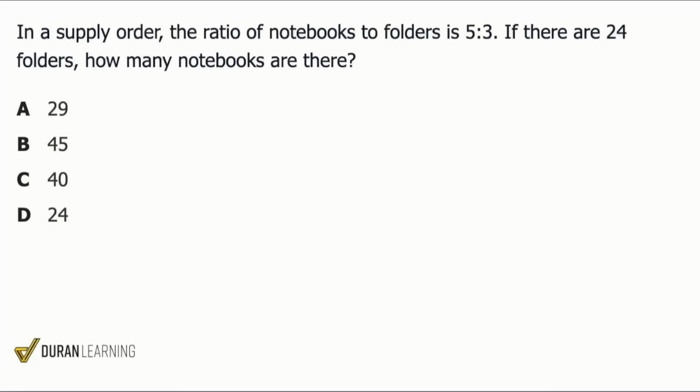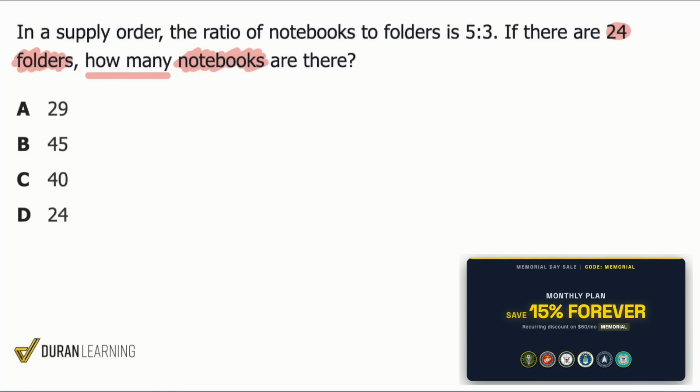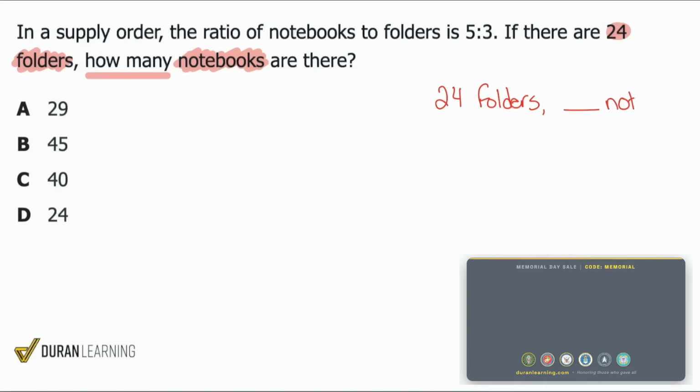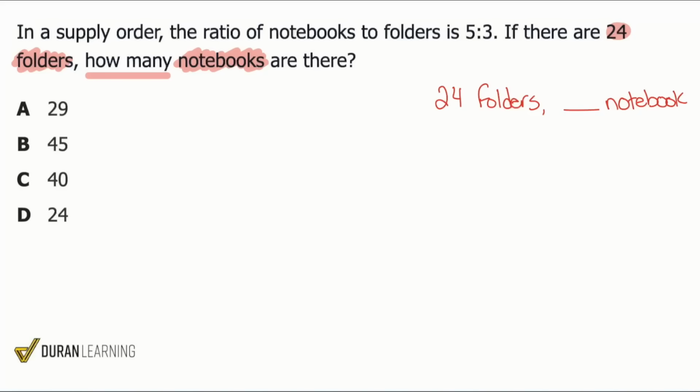This is the biggest part of word problems: ignoring the numbers, looking at what the numbers mean. So take a look. It says right here, we have 24 folders. How many notebooks? So what I'll do before continuing is I'll write this down. I'll write down that we had 24 folders, and that's being compared to an unknown number of notebooks. I don't know how many there are, but that's the name of the game. That's the question we're being asked.